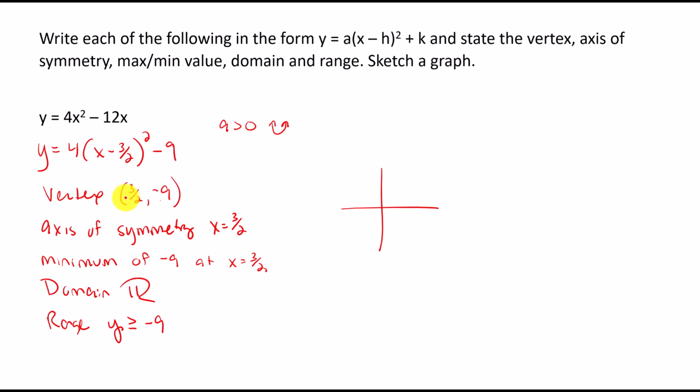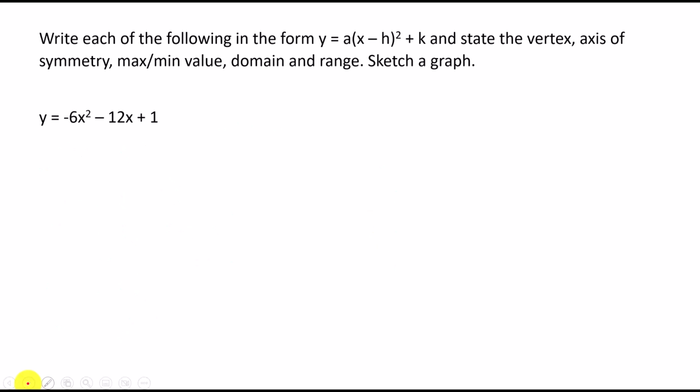But I have a vertex at 3/2, which is like 1.5. So I have that and then -9. I do have an axis of symmetry and it opens up. So roughly, it looks something like this. Okay, go ahead and take a minute and do one more of these.